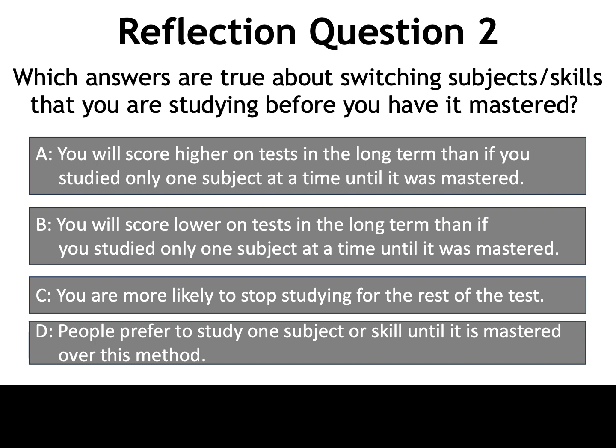Reflection question 2. Which answers are true about switching subjects or skills that you are studying before you have it mastered? A. You will score higher on tests in the long term than if you studied only one subject at a time until it was mastered. B. You will score lower on tests in the long term than if you had studied only one subject at a time until it was mastered. C. You are more likely to stop studying for the rest of the test. Or D. People prefer to study one subject or skill until it is mastered over this method. Pause this slide to consider your choices. When you have selected your answers, push play.